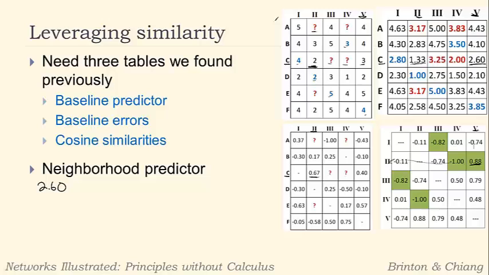So we find the neighbor, the nearest neighbor is 2, and then we find 2, and we see that user C has rated movie 2, and it's 0.67 is that value. And now we're going to add 0.67 to that. And that gives us 3.27.